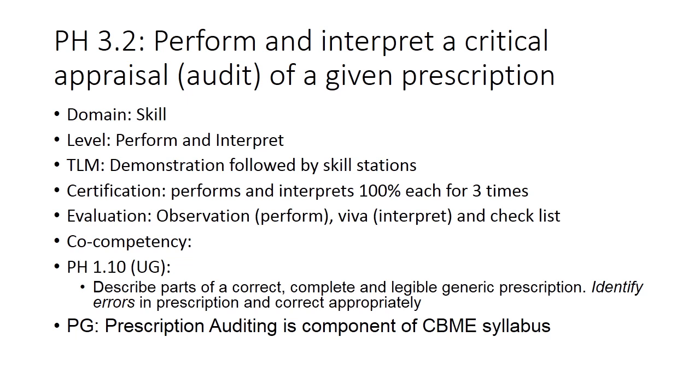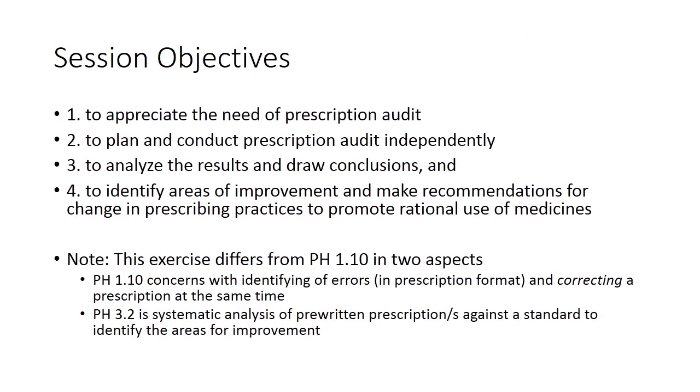Co-competency to this competency is also PH 1.10, and that is: describe parts of a correct, complete and legible generic prescription, identify errors in prescription and correct appropriately. Now, this exercise requires identification of errors and correcting it, so this is different from the exercise PS 3.2. There is also prescription audit as a part of the syllabus for PG training. This, I suppose, would be helpful for training of UG and PG.